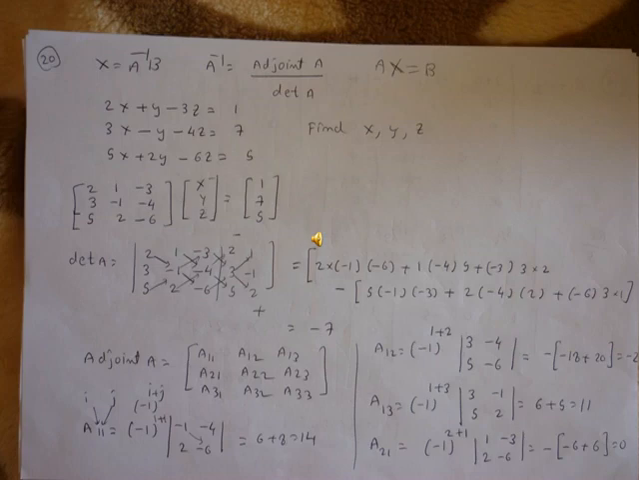So A21 also similarly we write down. So the minus 1 power 2 plus 1 and the determinant of 1, minus 3, 2, minus 6. So minus 6 plus 6. So you got a 0. And also there's A22.